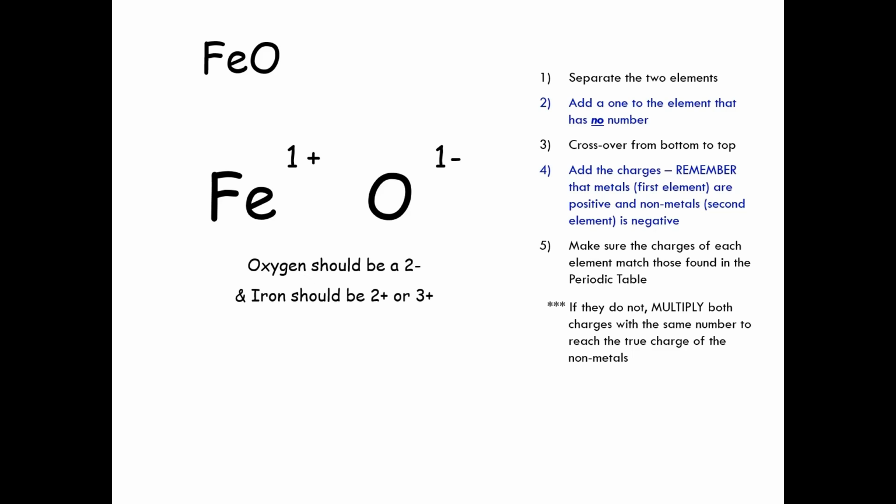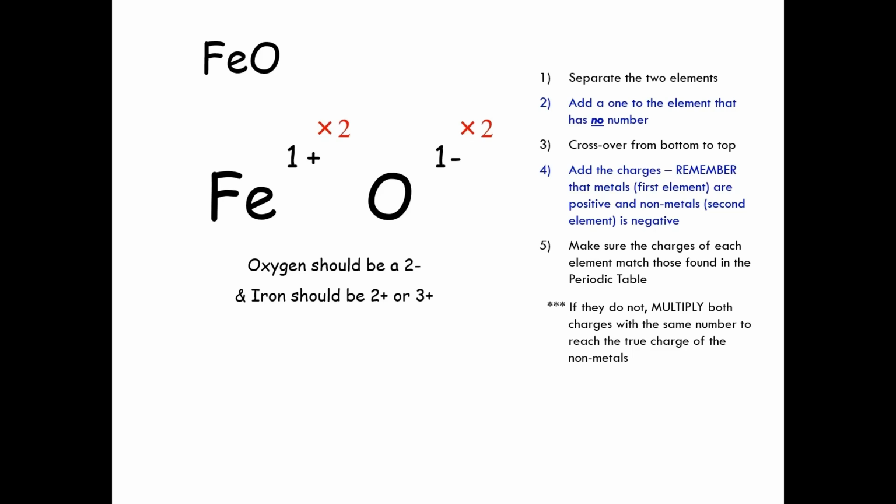And so oxygen does not have a charge of -1 on the periodic table. Oxygen can only have a charge of 2 negative. And in fact, iron cannot have a charge of 1 positive. It can only have a charge of 2 positive or 3 positive. And so when looking at the nonmetal, I need to multiply both these elements by a factor of 2 to arrive at the true charge of the nonmetal.